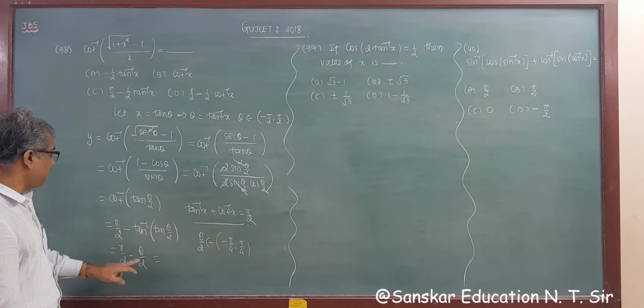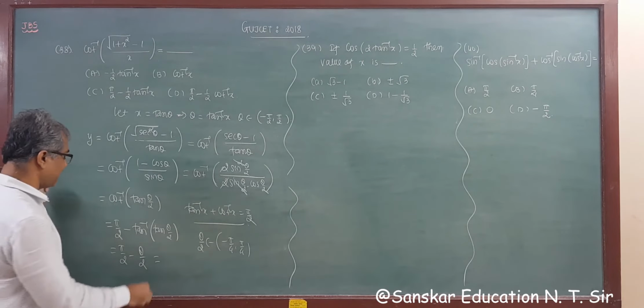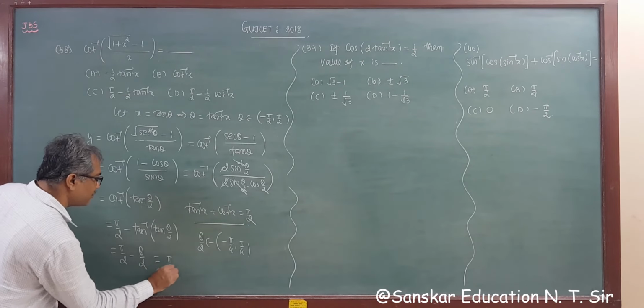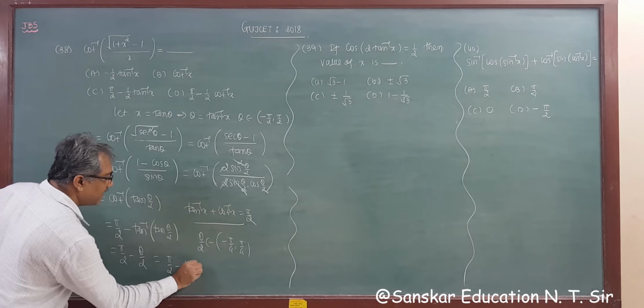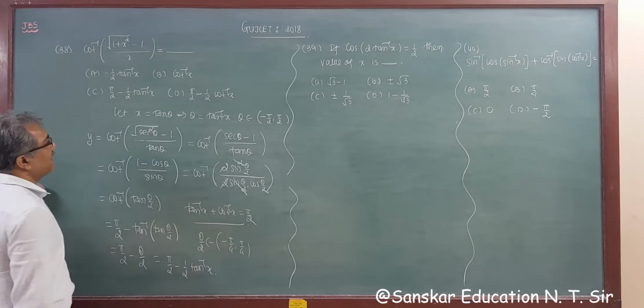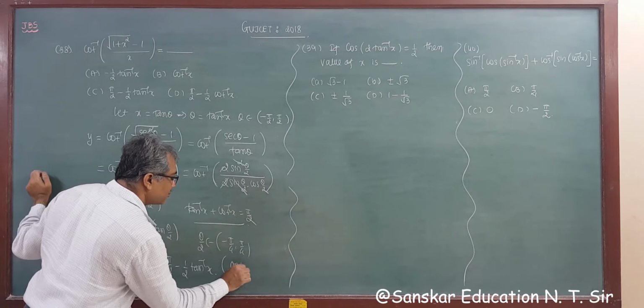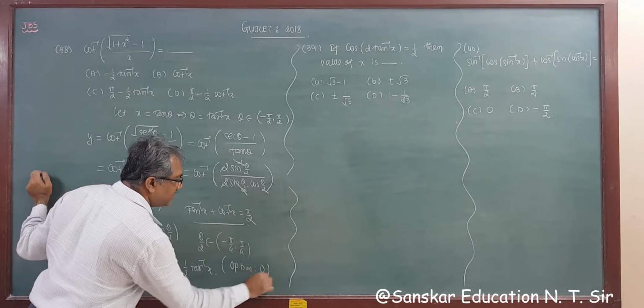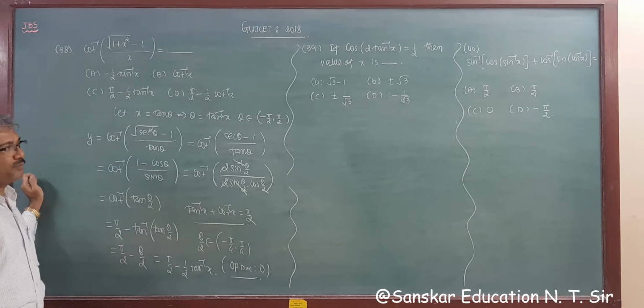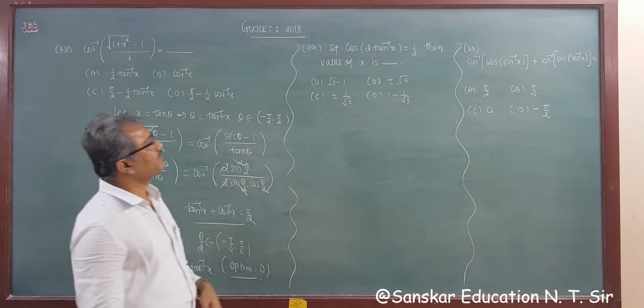So this is your answer. Got it? So now what is theta? Theta is tan inverse x, so the answer will be pi by 2 minus half tan inverse x, and that is your option number D, the correct answer. So the answer is option D. Now next question.